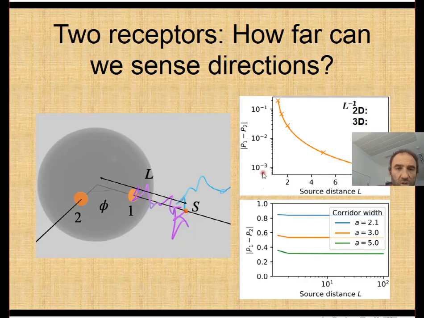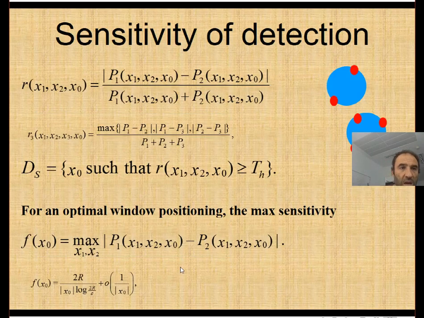So then you can also calculate the difference of fluxes between the 2 receptors as a function of the distance to the source, and you can see how it decays. So this is well discussed in the review. So we define what the sensitivity is. Sensitivity is basically the difference of the fluxes of the probability between the 2 holes. But when you have 3, you have to take the maximum of the difference between them, and you define the region where sensitivity is possible as the region where R is larger than a given threshold.